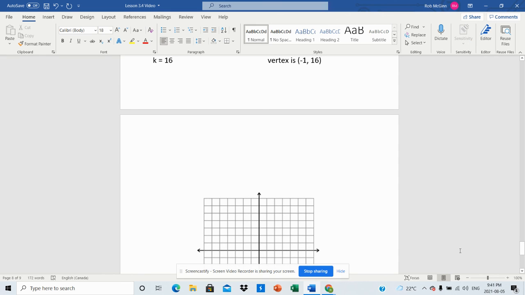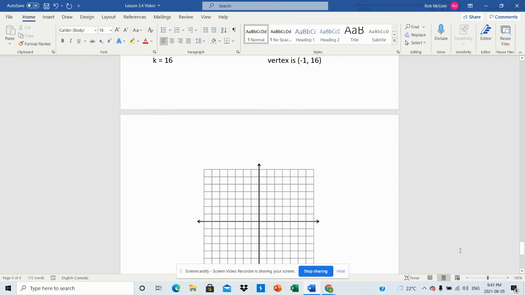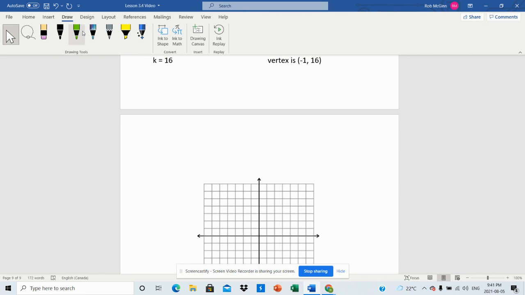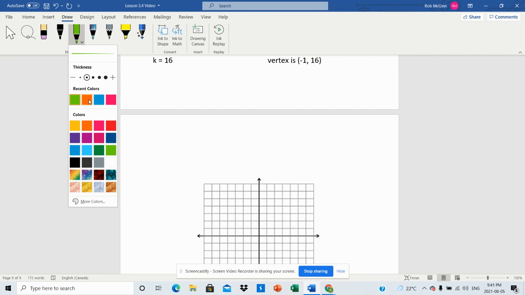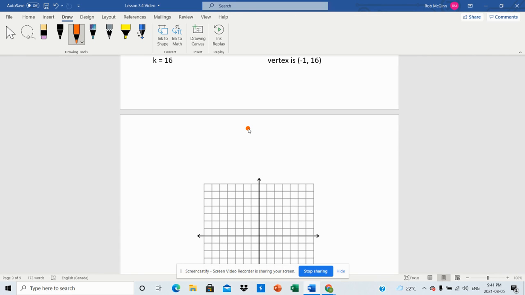Down here, I've got a little graph. I don't think it's going to go all the way up to 16. So actually what we'll do here is I'm going to put that. So if I had to go negative 1, oh, that's 1 to the left, and then up 16, 2, 3, 4, 5, 6, 7. We need to double that. So we'd be up somewhere around here. So our vertex is going to be somewhere way up here.